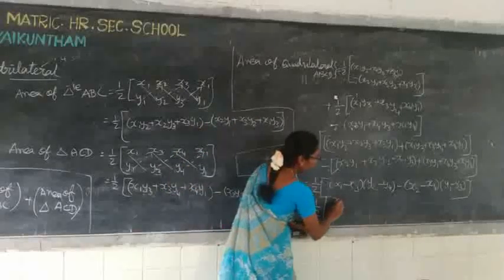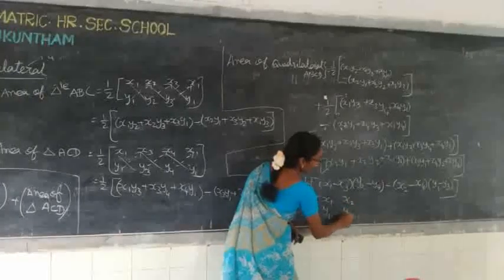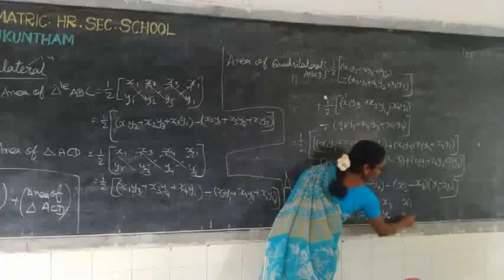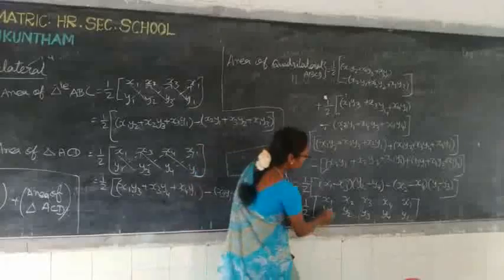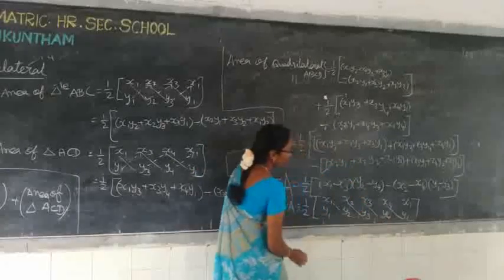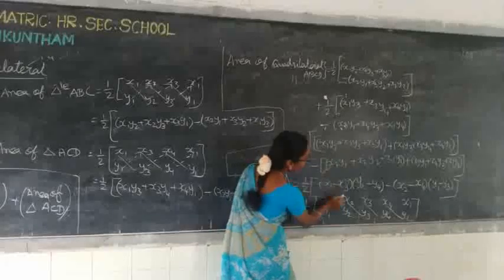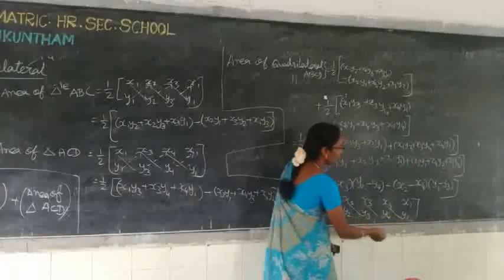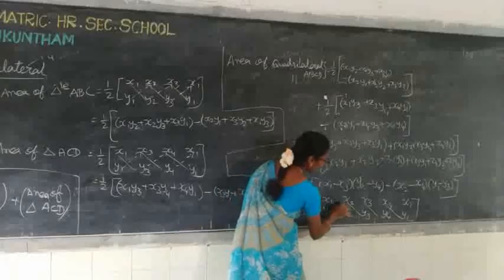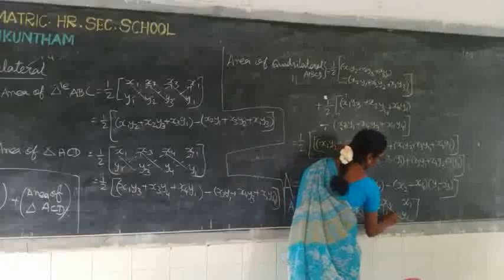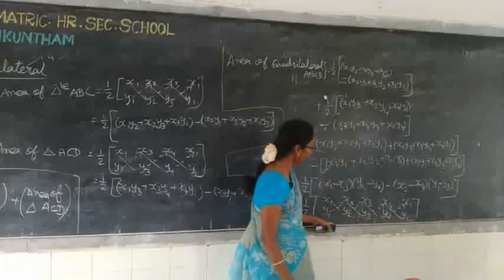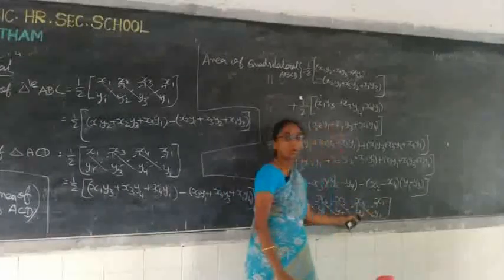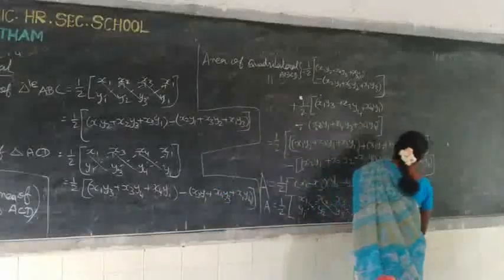Half into x1, y1, x2, y2, x3, y3 and then x4, y4, again x1, y1. First down arrow: x1y2, x2y3, x3y4, x4y1, and then afterwards up arrow: minus x2y1, x3y2, x4y3, x1y4. The area is in square units.